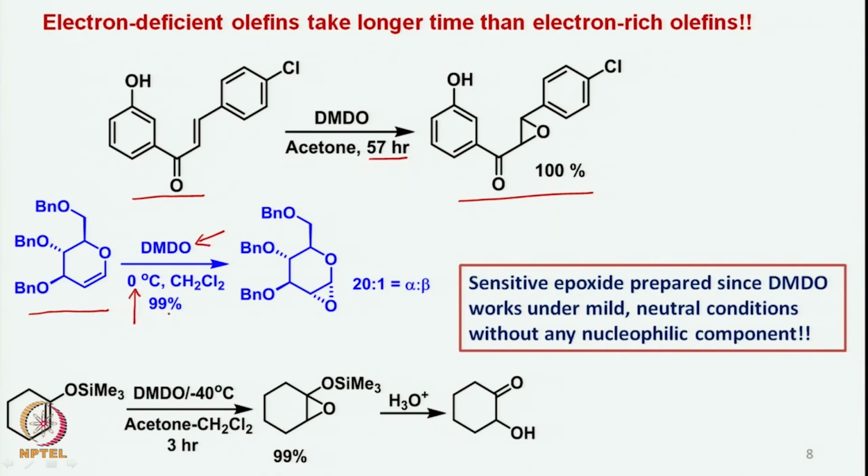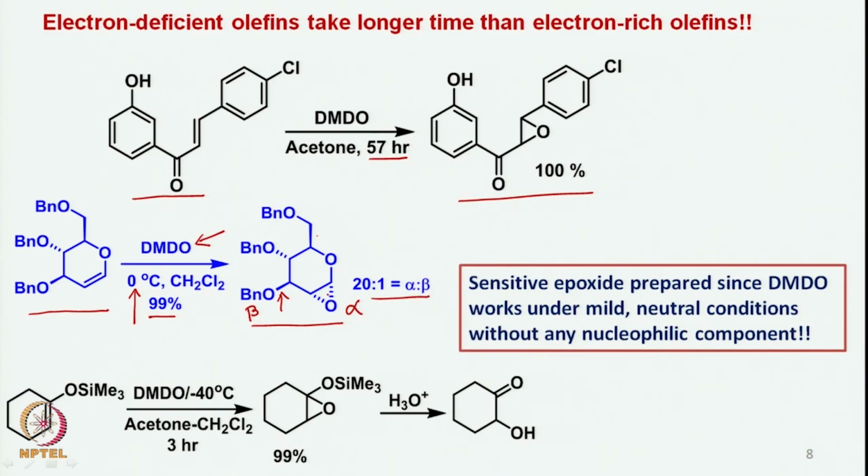This is the reaction after isolating the DMDO, that it leads to 99% of this epoxide. Since these groups are here, or particularly this group is beta oriented here, the epoxide forms from the alpha side. So you can see here 20:1 is the alpha to beta ratio.